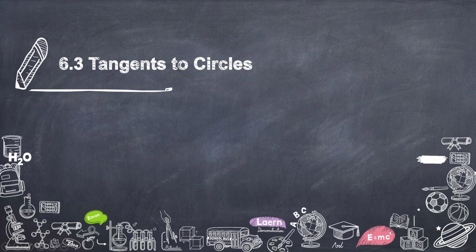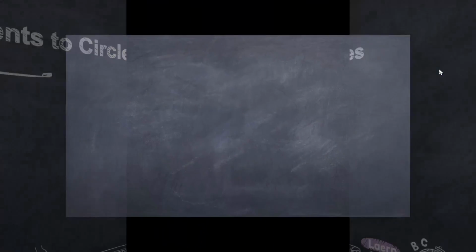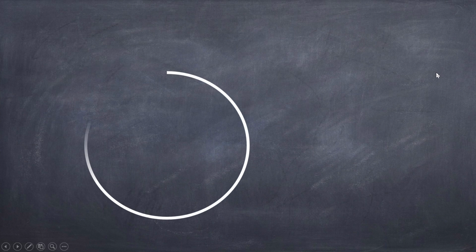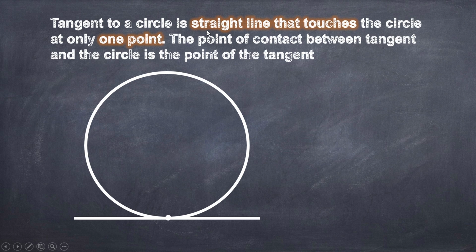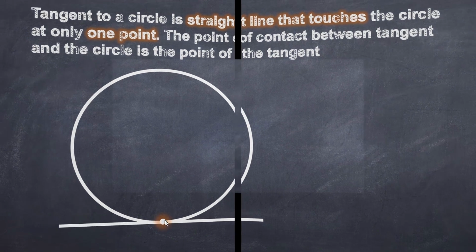We learn about a new subtopic, which is subtopic 6.3, tangent to circles. Alright, so what is a tangent? A tangent to a circle is a straight line that touches the circle at only one point. The point of contact between the tangent and the circle is the point of tangency. Okay, next.